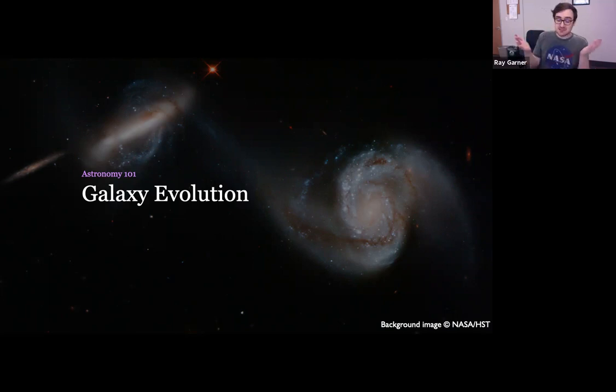So last week we looked at the different types of galaxies, and we started to get a taste for cosmology. We saw how we have the cosmic distance ladder, how we use different distance measurements to get distances to very, very far away galaxies, and we also got a taste of the fact that the universe is expanding. That expansion rate tells us the universe's age of about 14 billion years.